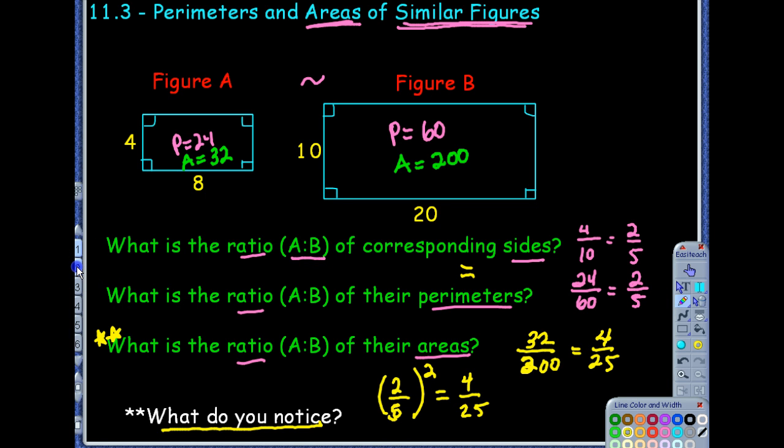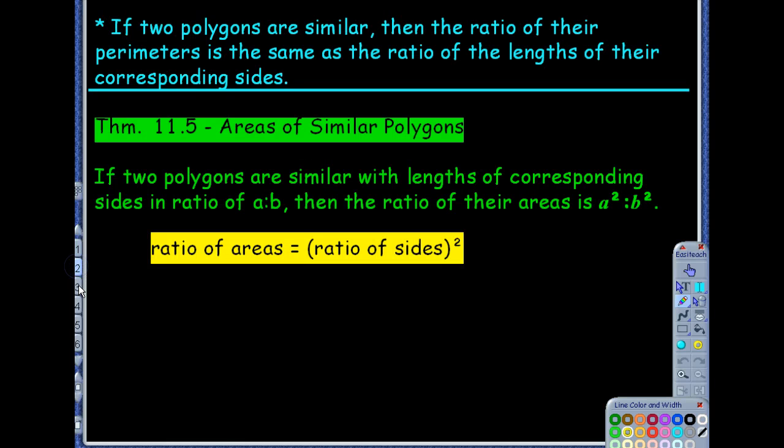Now, this is really the only new idea. The stuff in blue is just a reminder of what we learned back in Chapter 8. If 2 polygons are similar, then the ratio of their perimeters is the same as the ratio of the lengths of their corresponding sides.